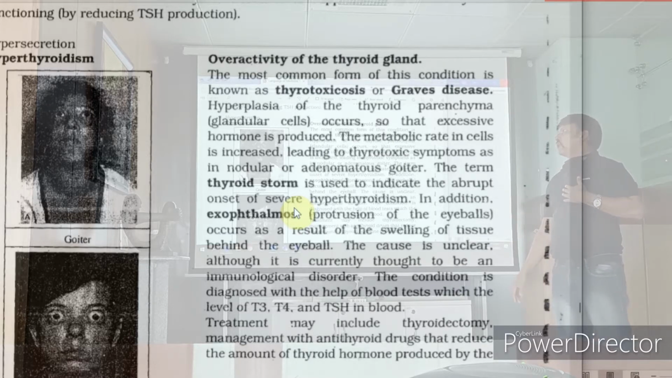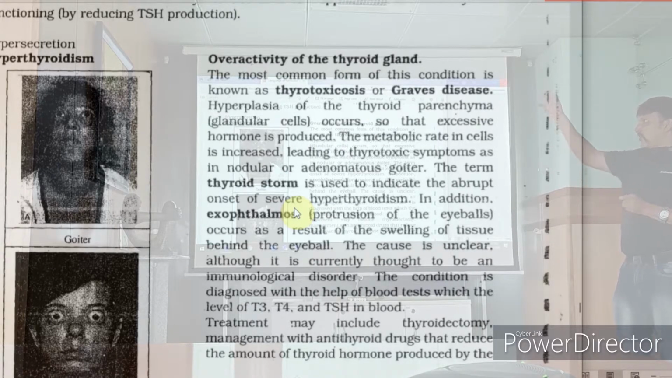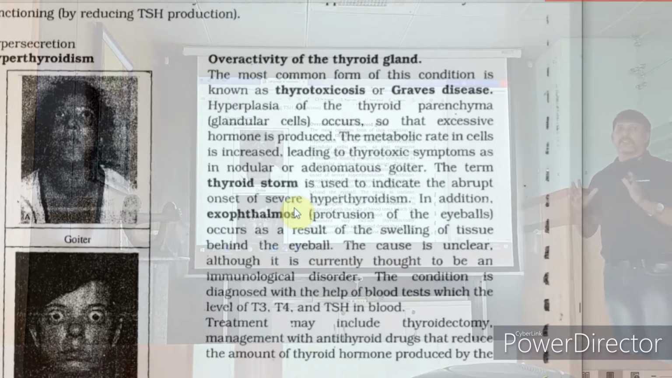Hyperthyroidism, overactivity of the thyroid. The most common form of hyperthyroidism is known as thyrotoxicosis, also known as Graves' disease. The word itself says Graves' disease because hyperplasia of the thyroid parenchyma occurs, that is the glandular cells, with excessive hormone production. Metabolic rate in the cells is increased, leading to thyrotoxic symptoms such as nodular or adenomatous goiter, which we learned. Thyroid storm is used to indicate abrupt, like a storm, abrupt symptoms of severe hyperthyroidism.